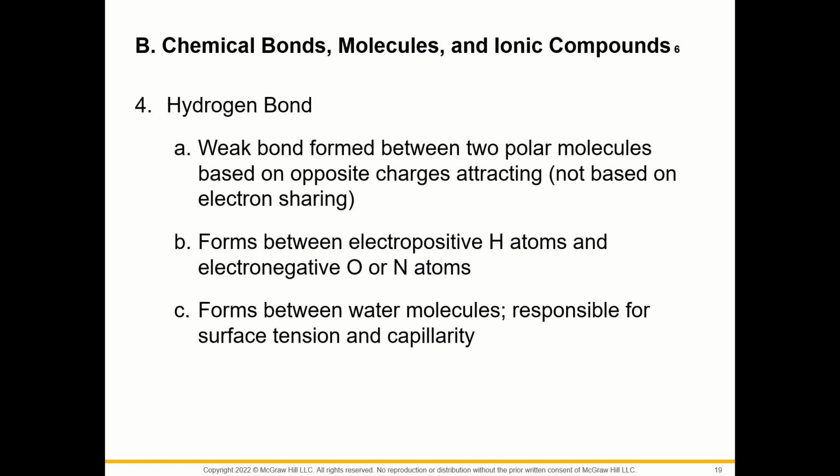Hydrogen bond is the third type of bond we've talked about. We talked about covalent, which includes the polar and nonpolar. We talked about ionic, and now the third is the hydrogen bond. The hydrogen bond is a weak bond formed between two polar molecules based on opposite charges attracting. It's not based on electron sharing. A hydrogen bond forms between electropositive hydrogen atoms and an electronegative oxygen or nitrogen. It forms between water molecules and is responsible for surface tension and capillarity.